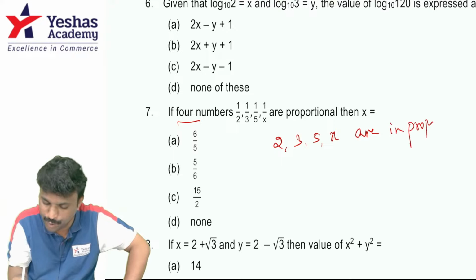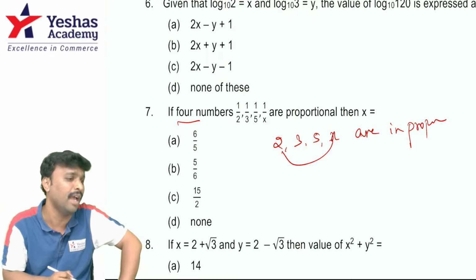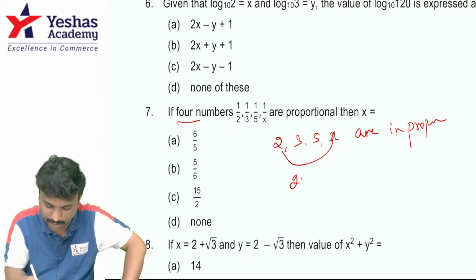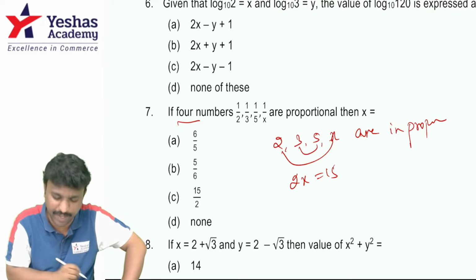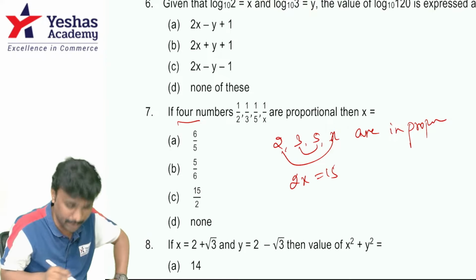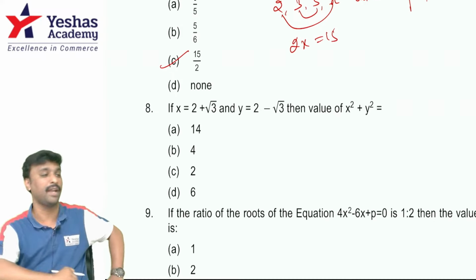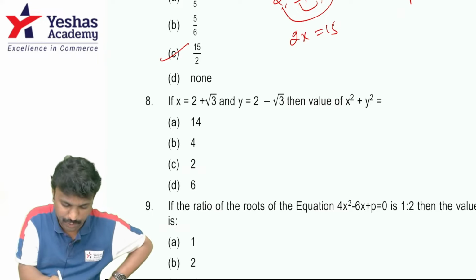If they are in proportion, what's the condition? Product of the extremes is equal to product of means. 3 into 5 is 15. So x is equal to 15 by 2. That means option C is the right answer. Guys, moving on to the next question.